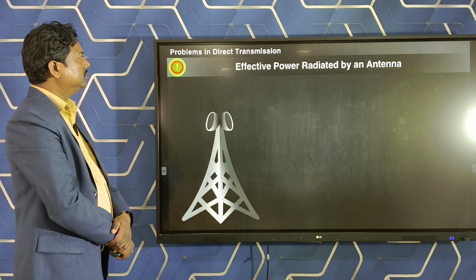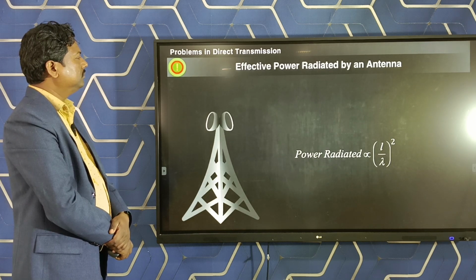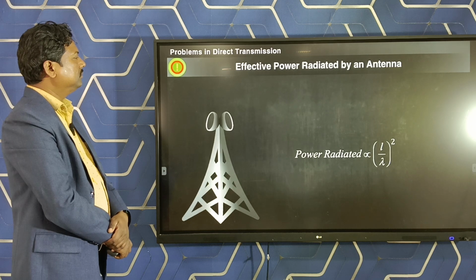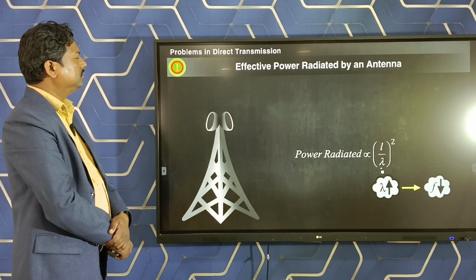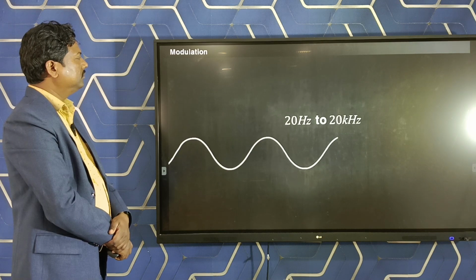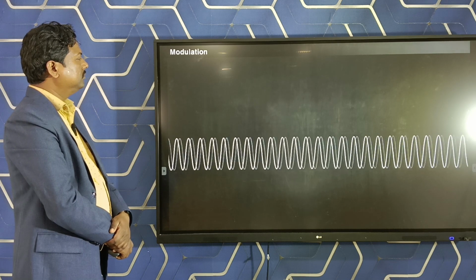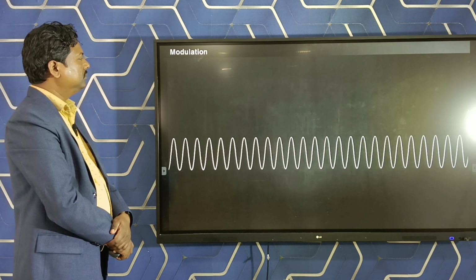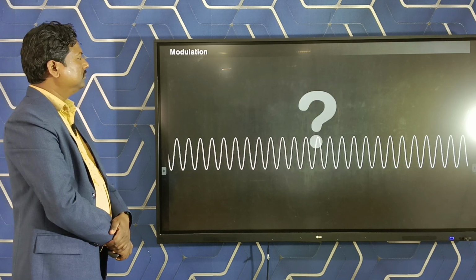Another problem is the effective power radiated by an antenna. Theoretically, the power radiated from a linear antenna of length L is proportional to (L/lambda) squared. This shows that when we transmit a message signal of longer wavelength, that is, of low frequency, the power radiated will be very small. The reason for all these problems is the low frequency of the signals. If the frequency is high, we can overcome all these problems. But how will we increase the frequency of the message signal?